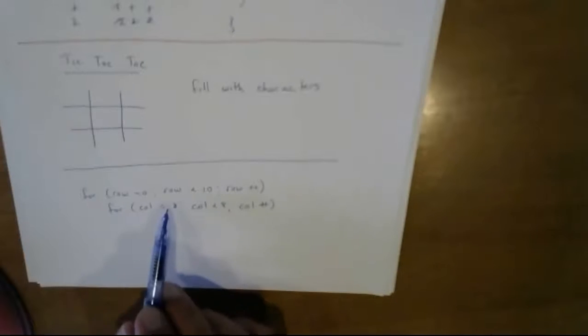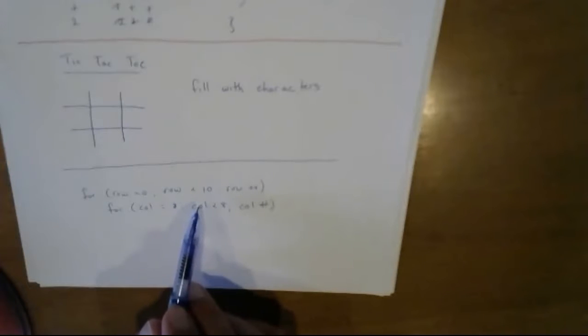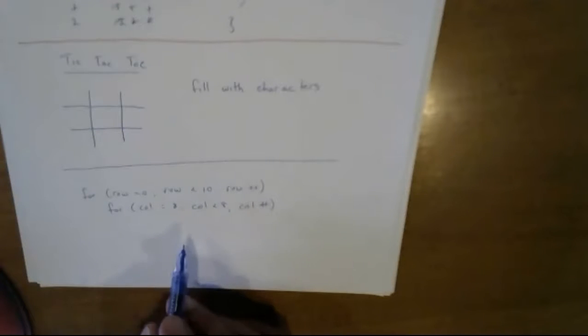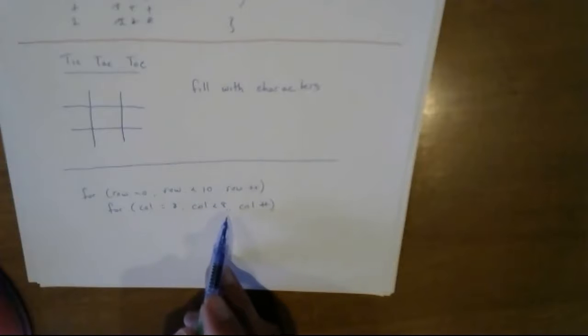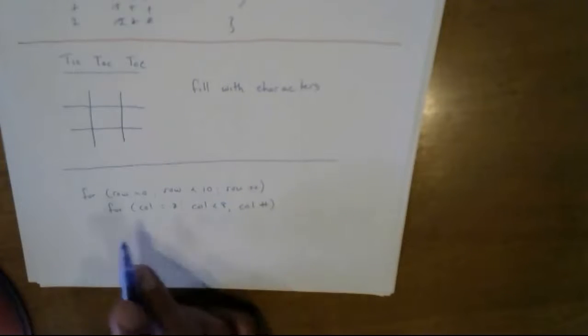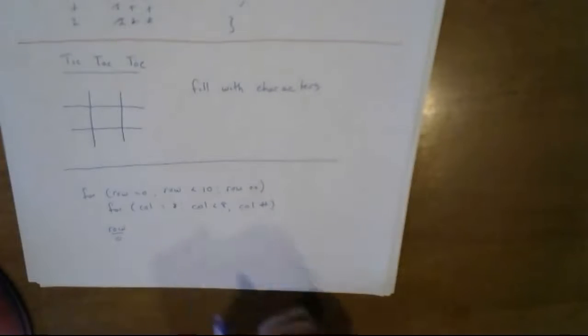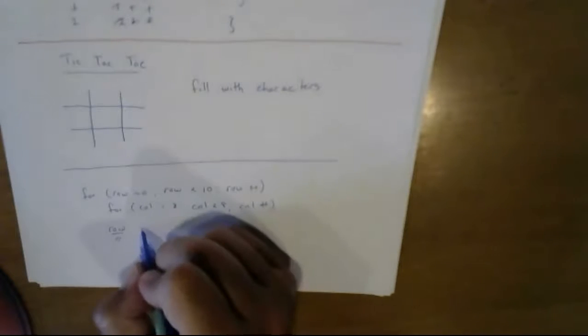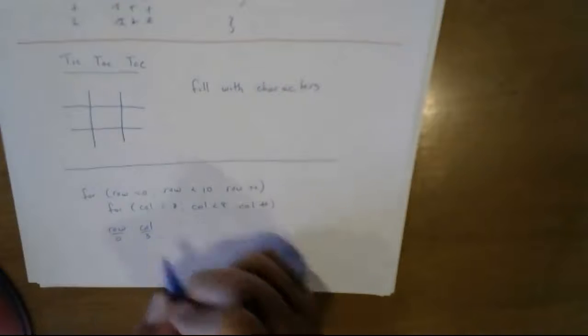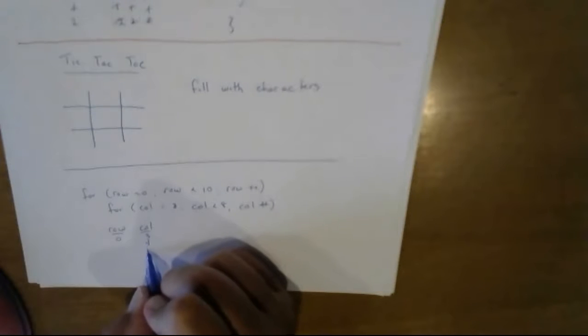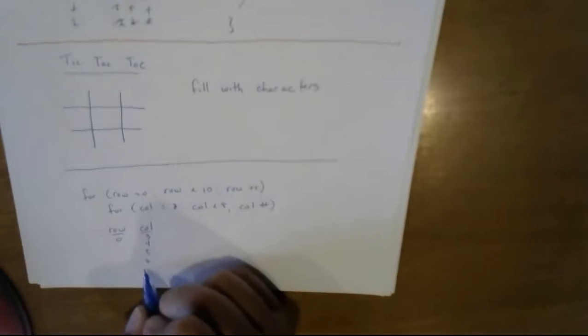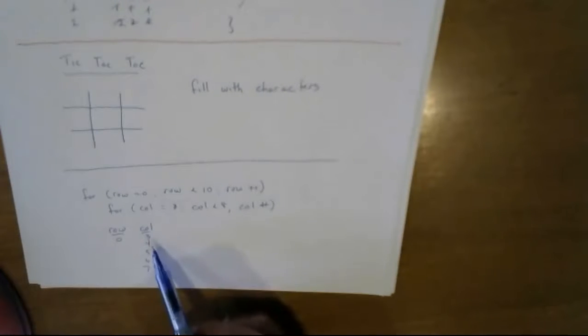Row is 0 to row less than 10. Column starts at 3, less than 8. Well, I'm thinking that row is going to start at 0. Column is going to go from 3 to 4 to 5 to 6 to 7. So my inner loop is going 1, 2, 3, 4, 5 times.